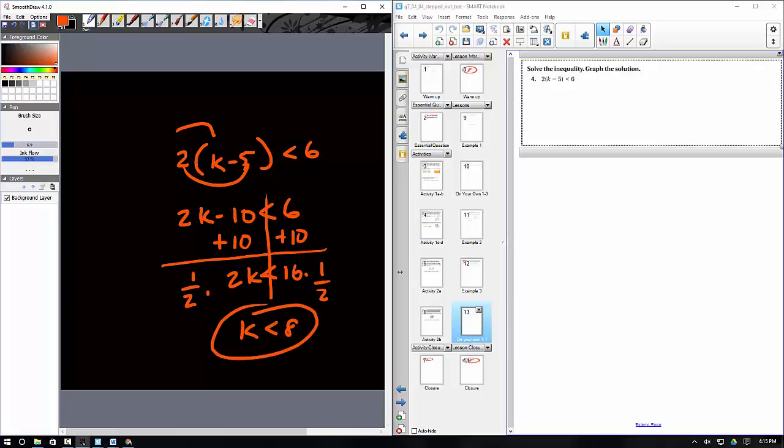And let's just plug it in and see if that makes sense, you know? So I plug in an 8 right here. 8 minus 5 is 3. 3 times 2 is 6. 6 is not less than 6, you know, but I'm not saying that it is 8. I'm saying it's everything that's less than 8. That's what this says. So this absolutely works.